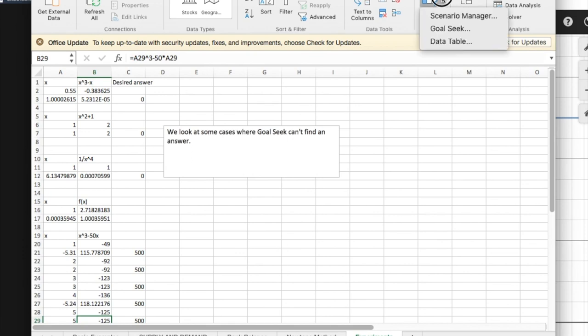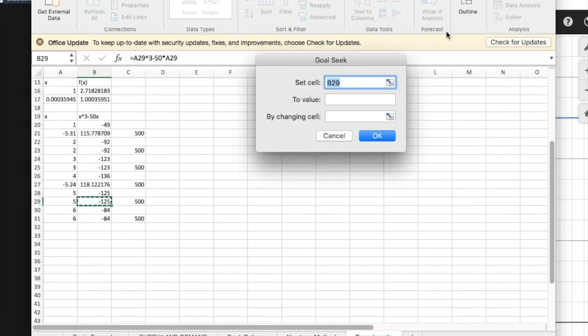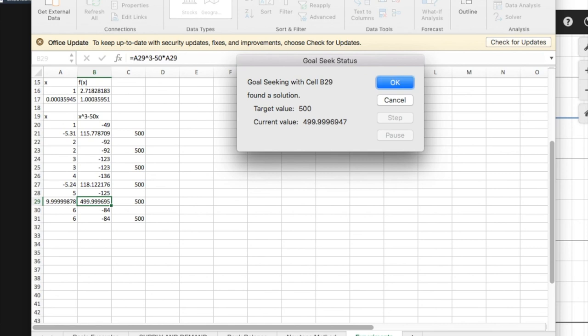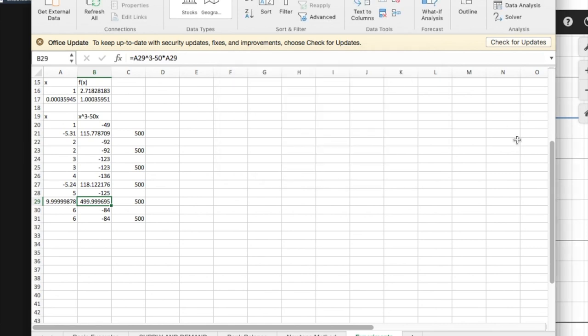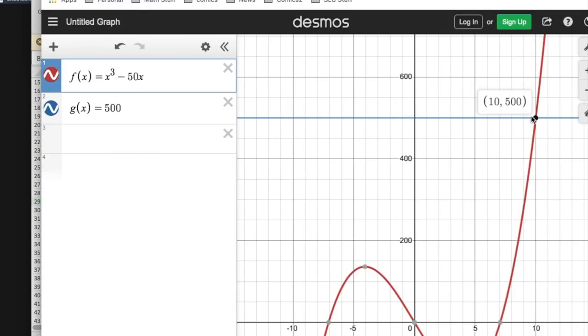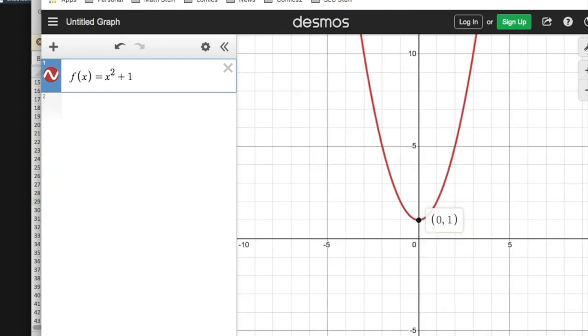Going to try 5, what if analysis, goal seek, B29, going to 500 by changing A29. And it gets an answer. So the basic thing to remember is on goal seek, I need to be close enough to the answer that I can slide downhill to the answer.